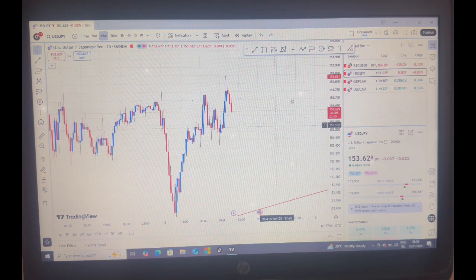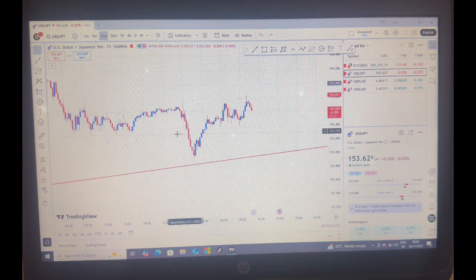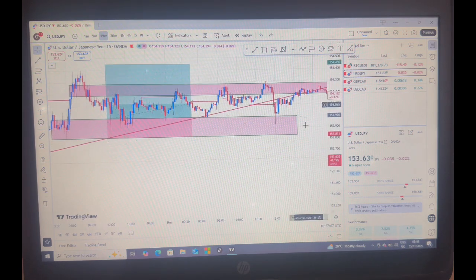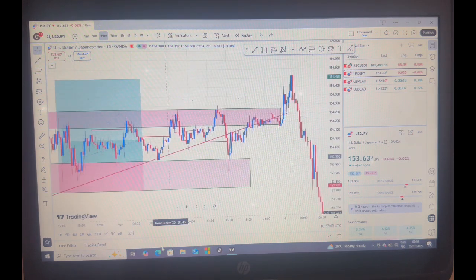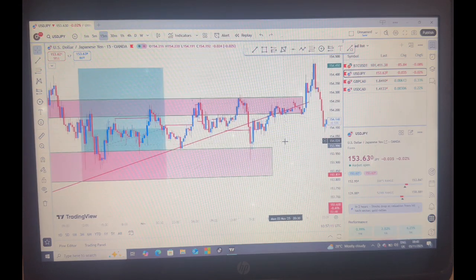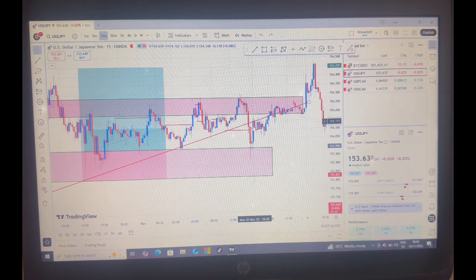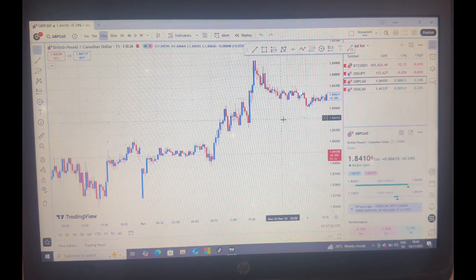There are still other trades we took from last week, like this USD JPY. As you can see, after this, there was a break here. It was pumping. There was a break after the reversal. It was pumping. You can see this USD CAD.